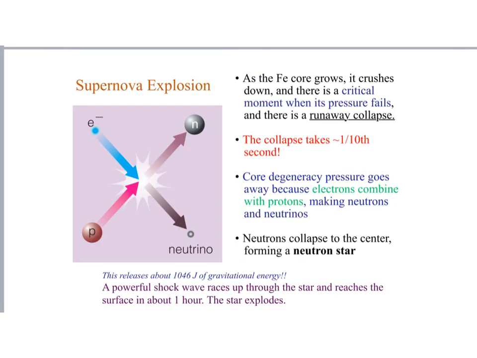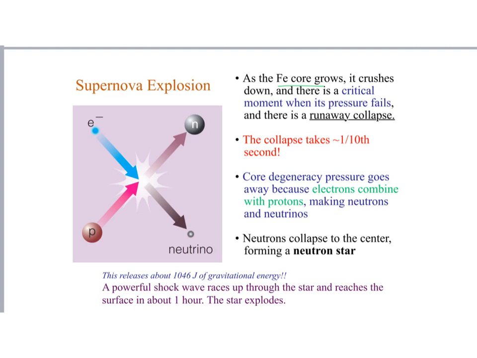Talk a little bit about that. Supernova explosion. So the thing is, while the iron core grows, it's going to crush down. That's what gravity does. And there's going to be a critical moment when whatever was keeping all those atoms or nuclei of iron together, which was held together by the degeneracy pressure, is going to fail, and it's going to be a runaway collapse.